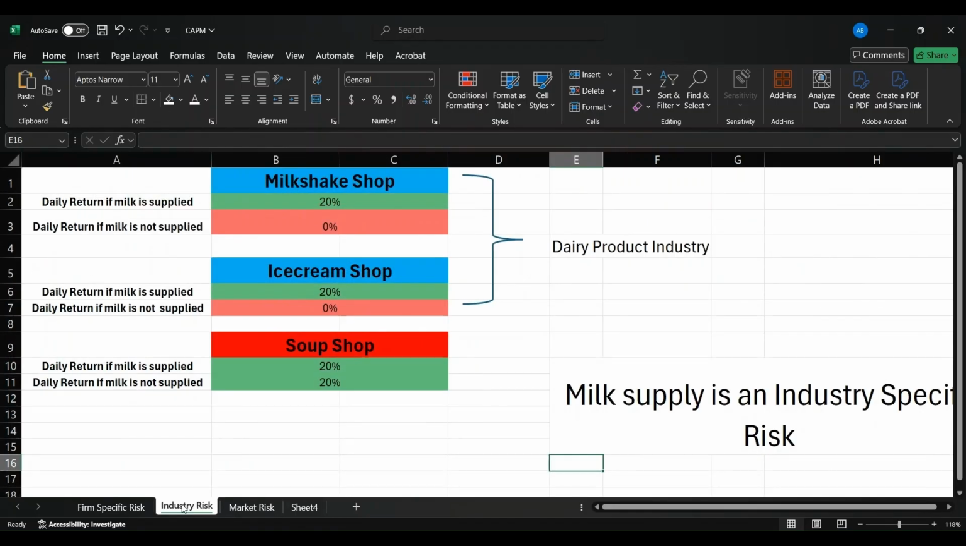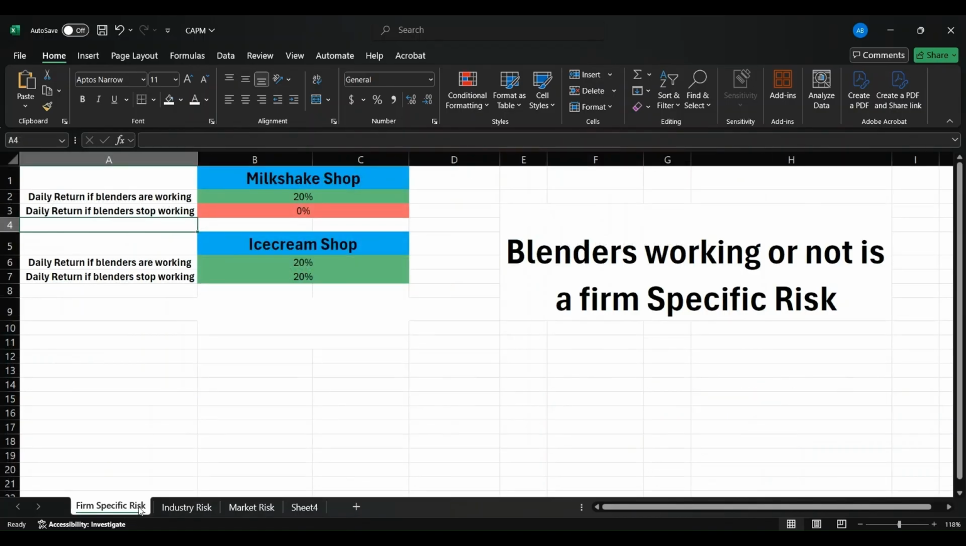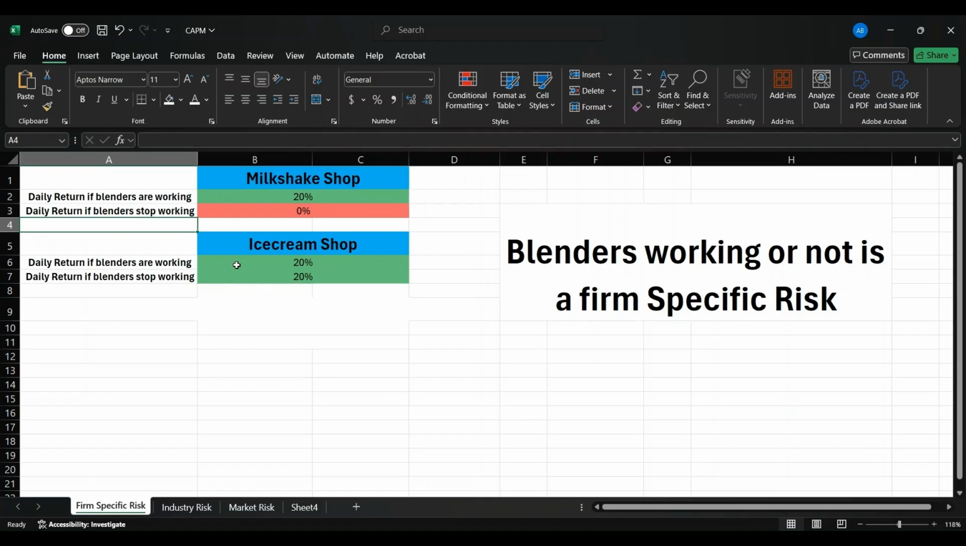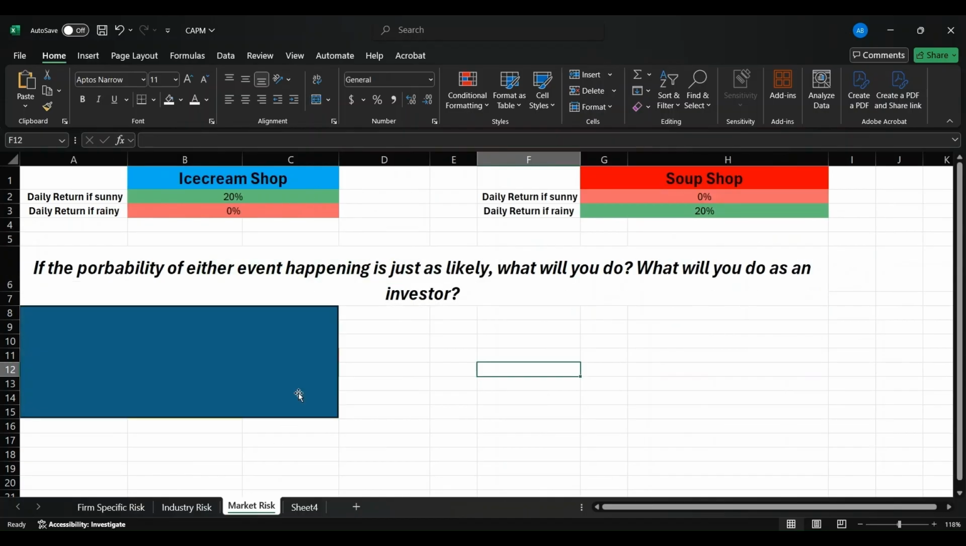If we look at the industry risk sheet or the firm specific risk sheet, we see that, for example, in the industry risk sheet, we could invest in the soup shop and protect ourselves from the risk of milk not being supplied, the industry risk. Similarly, in the firm specific risk, we could invest in the ice cream shop and not be affected by blenders not working. However, we cannot possibly run away from the weather. It is a systematic risk, a risk which affects the entire system.